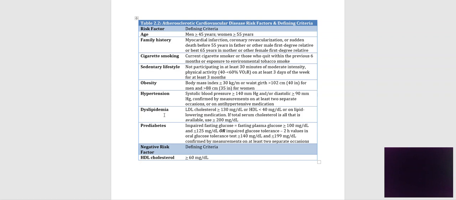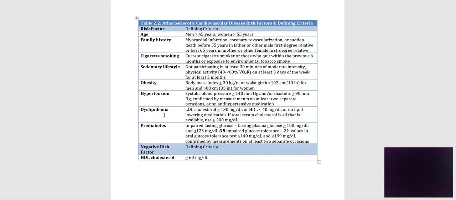All right. The next risk factor is dyslipidemia. So same type thing as hypertension. You are screening for both their LDL cholesterol and their HDL cholesterol. And in this case, you can also combine both types of cholesterol, LDL and HDL, and then you have a defining criteria there. So with LDL cholesterol, if it's greater than or equal to 130, that's a risk factor. Or if their HDL is less than 40, then that's considered a risk factor as well.